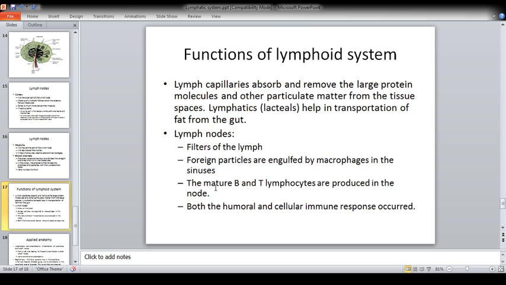Moreover, the mature B and T lymphocytes are produced in the node. T lymphocytes will mature in the thymus, B lymphocytes will mature in the bone marrow, but they are produced in the lymph nodes. And both the humoral and the cellular immune response occurs through lymph nodes.